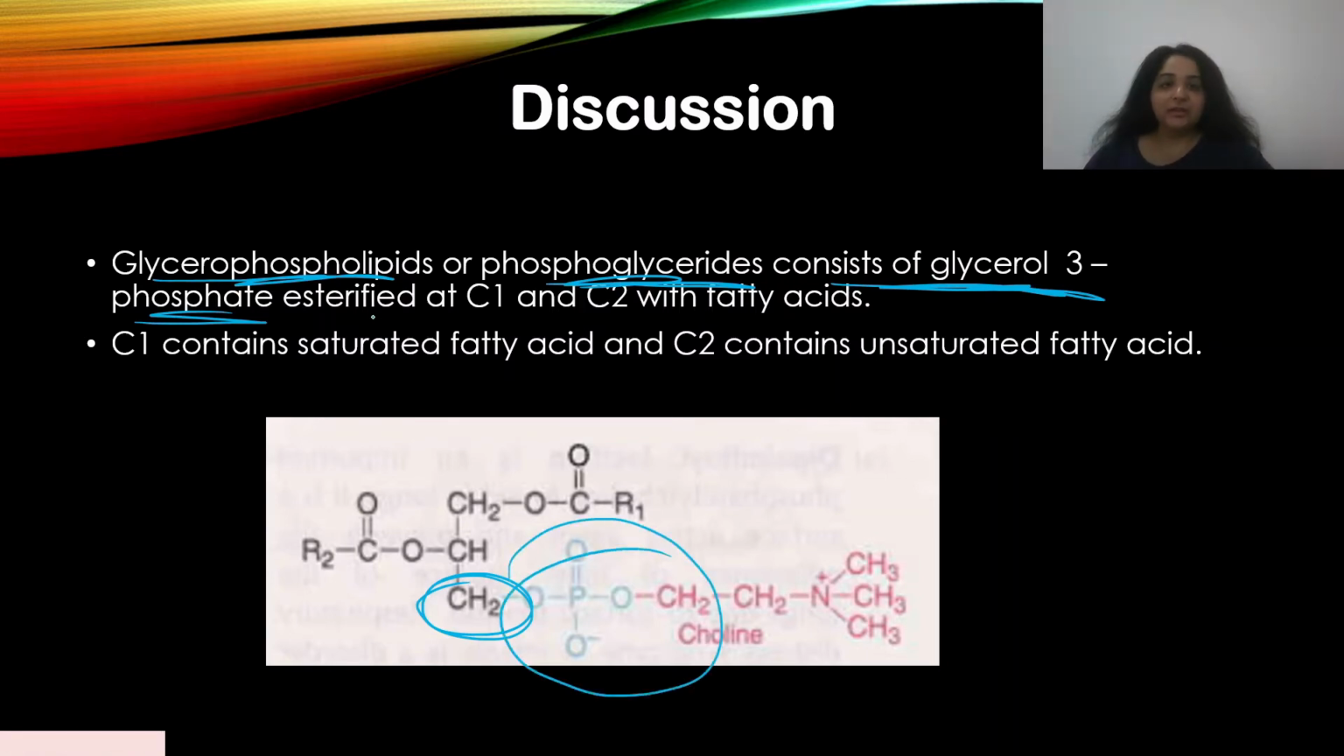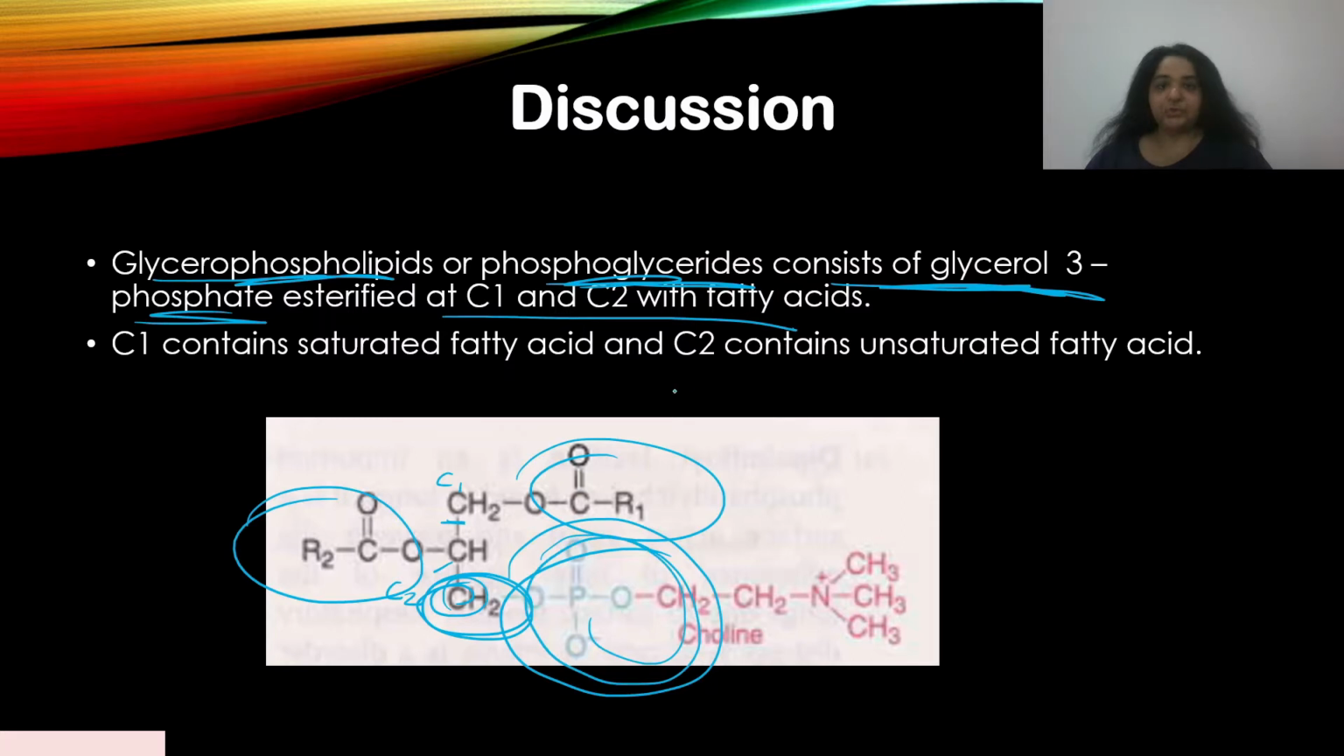Okay. And esterified at C1 and C2 with fatty acids. So C1, this is C2, esterified with fatty acid like we saw in triglycerides. The third carbon atom has the phosphate group. Now what you see here, the structure, you see the choline group also attached to the phosphate group. This is actually a typical structure of lecithin.